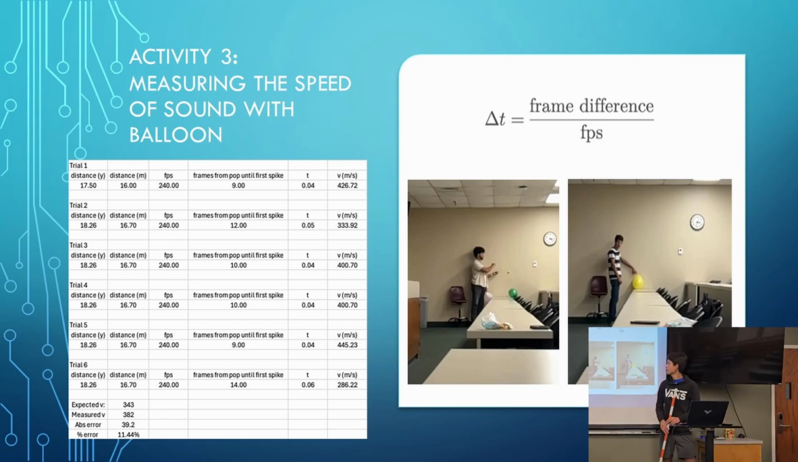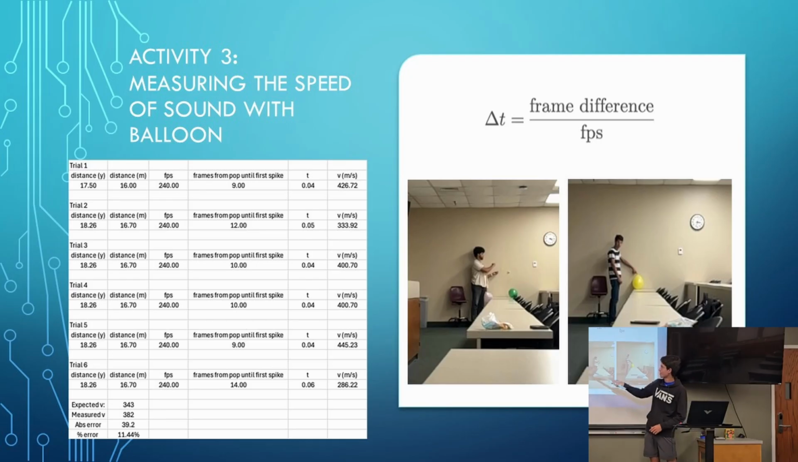For our third activity, we decided to measure the speed of sound using a slow-mo camera and a balloon. So we set the balloon up a certain distance away from the video recorder, and we just started the slow-mo and popped the balloon. We then uploaded that video to software, iMovie in this case, and we separated the audio from the video, and we zoomed in really far to get frame by frame, and we then found the exact frame at which the balloon disappeared and the exact frame at which there was a spike in the audio where the sound reached the phone. And we counted the difference in those frames.